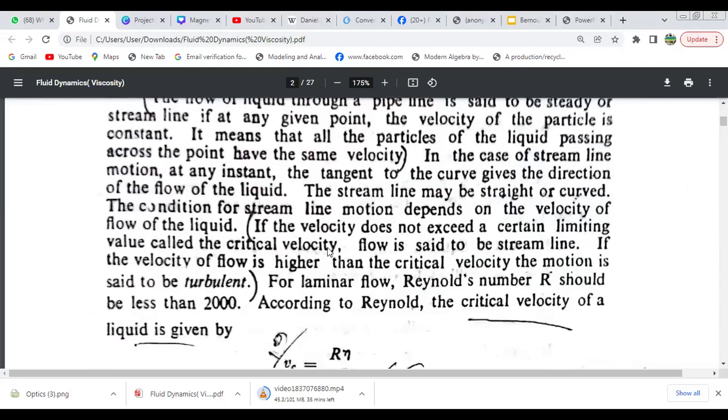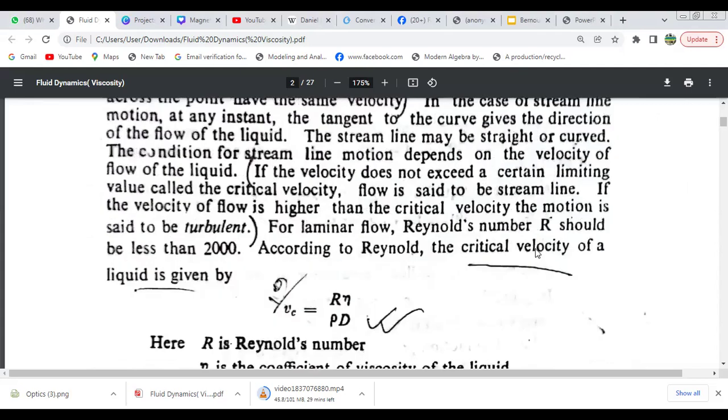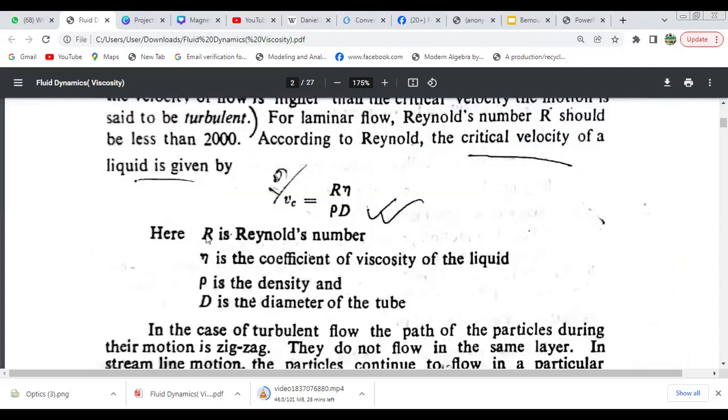You have to remember this definition of critical velocity. Flow is said to be streamlined if the velocity of flow is lower than the critical velocity, and motion is said to be turbulent if it is higher. For laminar flow, the Reynolds number R should be less than 2000. According to Reynolds, the critical velocity of a liquid is given by R eta divided by rho D, where R is the Reynolds number, eta is the coefficient of viscosity, rho is the density, and D is the diameter of the tube.